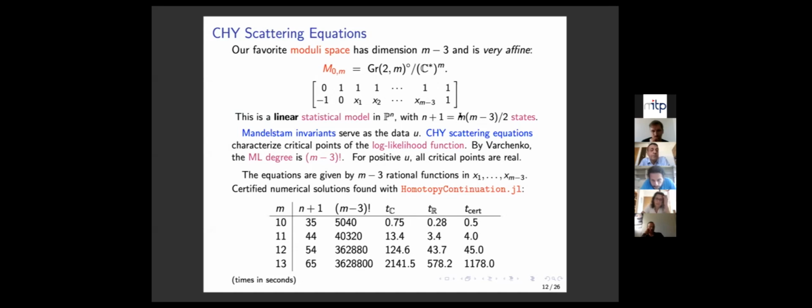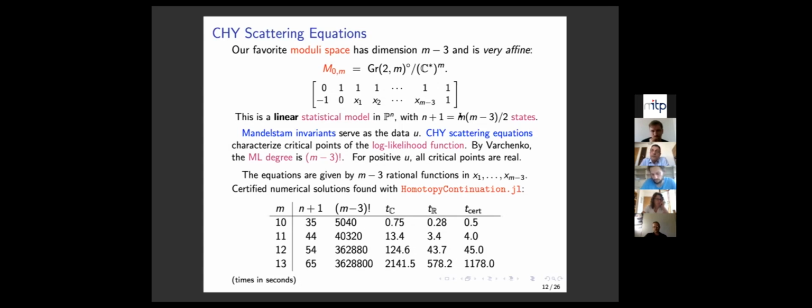So this would be the number of states, n plus 1 in the statistics interpretation. And the Mandelstam invariants serve as the data. The CHY scattering equations characterize the critical points of this log-likelihood function, and the ML degree is (m minus 3) factorial. And for positive data u, all critical points are real.